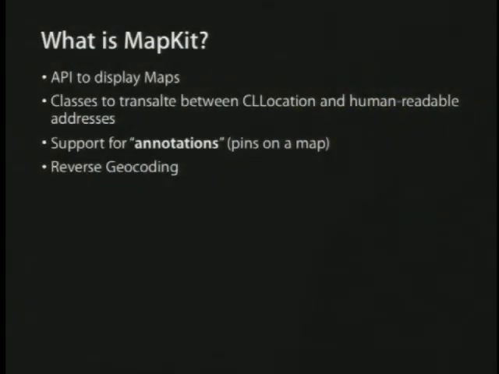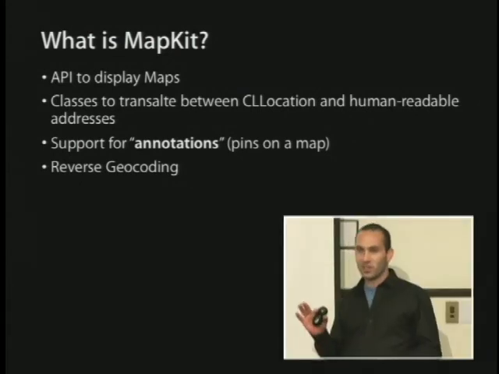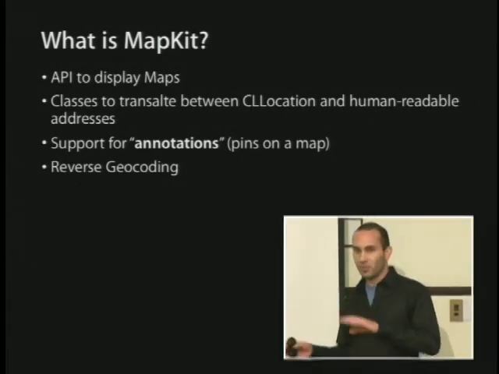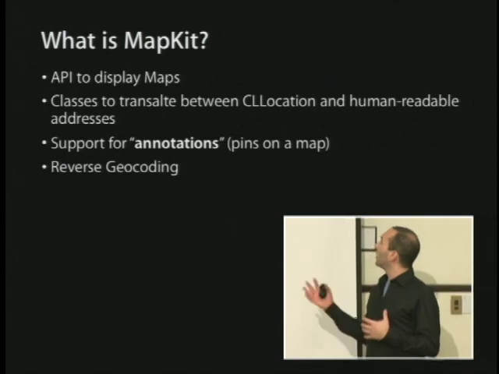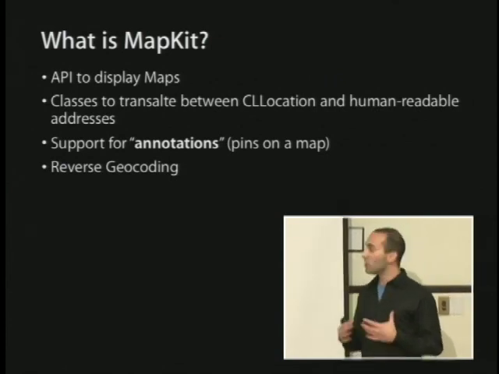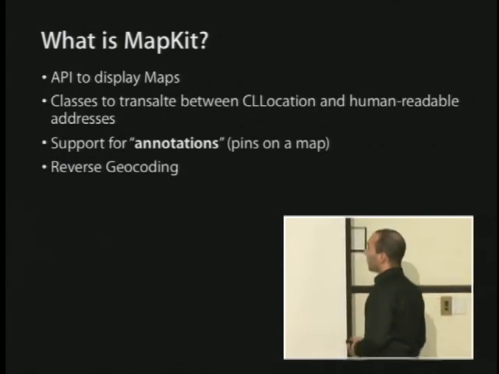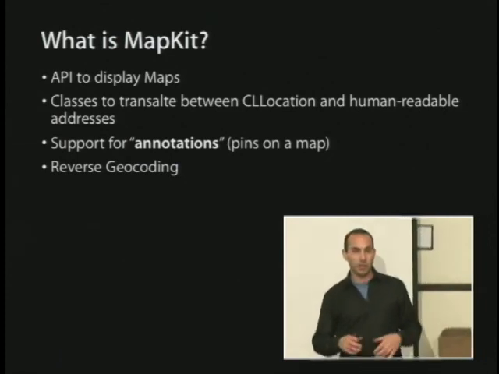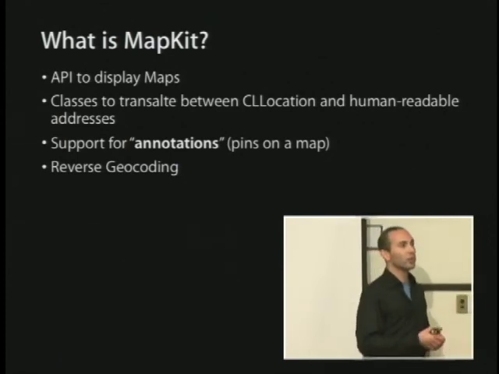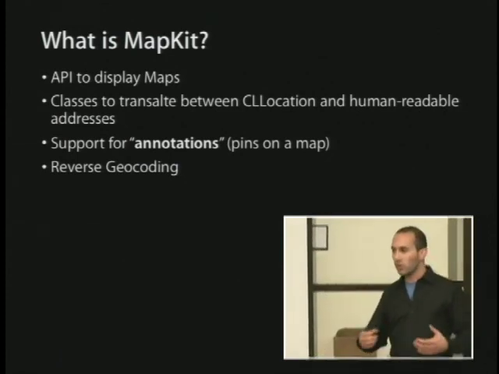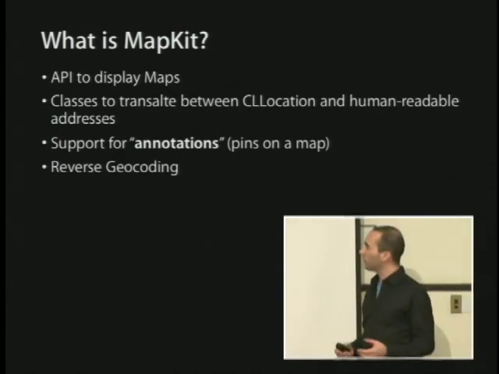Okay, so MapKit, API to display maps. There's a few different things it does. It helps you translate between a CLLocation, which again is like 29.663 latitude and something longitude, and a human readable address. There is support for annotations, and annotations are pins on a map. So if you want to plot out restaurants or friends' houses, whatever it is.